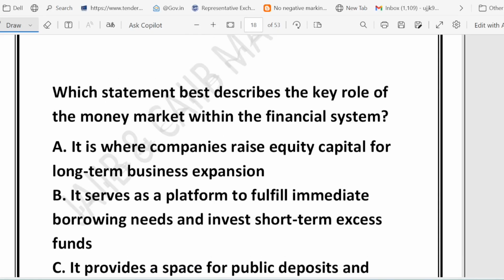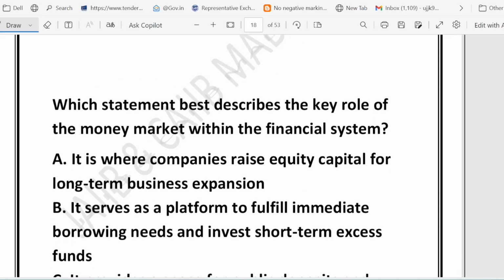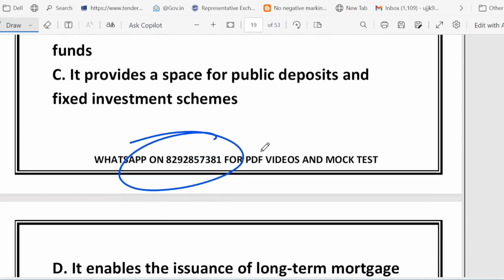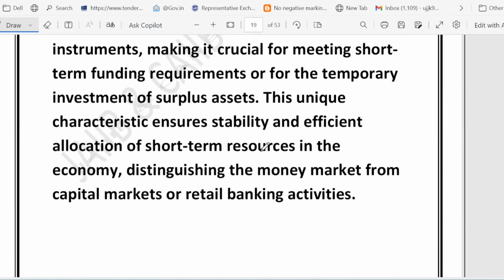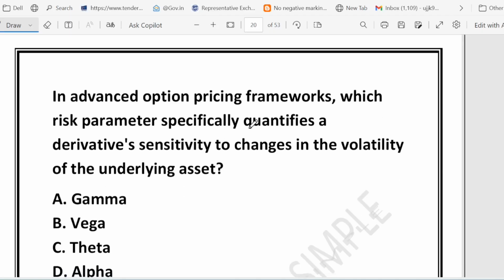Now friends, let's look at the next question. So the question is asking you regarding the advanced option pricing. I'm skipping this question. This is very simple one, right? So we are trying to cover more typical type of question which require little bits understanding. Yeah, this question is more frequently asked.